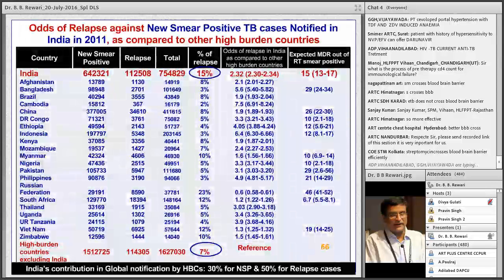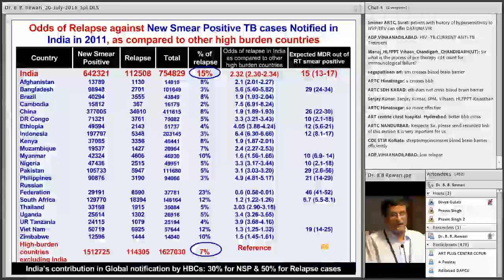Don't look at this slide. Some of the people will ask what is the purpose. The purpose is only to look at these two squares. Basically, if you see odds of relapse against new smear positive TB patients notified, you will see in India the percentage of patients relapsing is 15%, compared to other high burden countries excluding India, which is 7%. So more patients in India are relapsing.